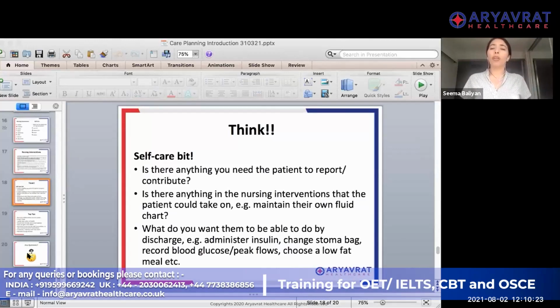And also, what do you want them to be able to do by discharge? That they should be able to administer insulin if they are on insulin. If they are on a stoma bag, then they should be able to change that. They should be able to do their blood glucose and their peak flows, all that kind of thing. And they should have an understanding of having a low fat meal diet and all that sort of thing, depending upon what scenario it is.